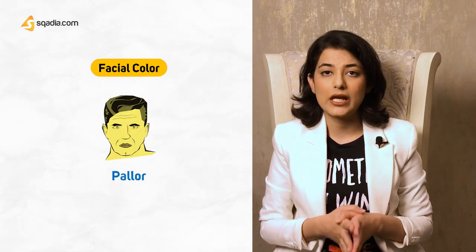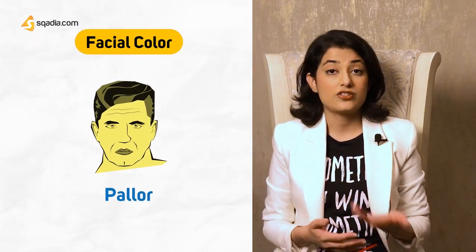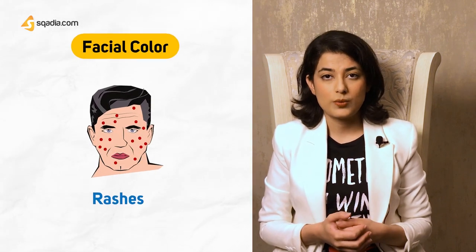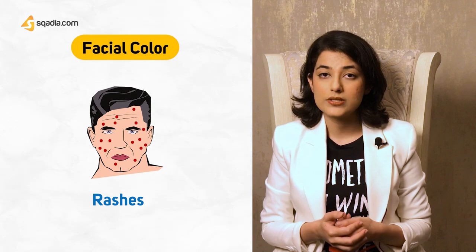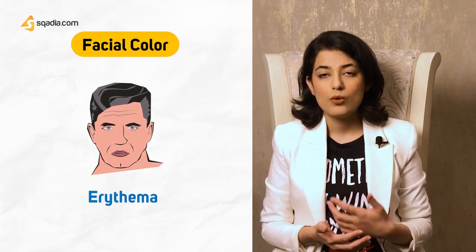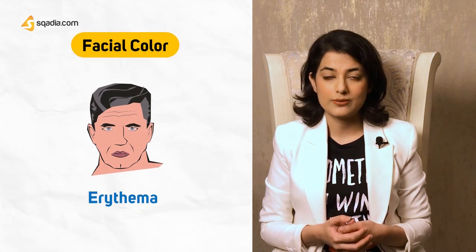Now comes the facial color. If the patient is pale in color, that suggests the patient might be anemic. Note for rashes as well, such as butterfly rash in lupus. Also note for erythema, that is redness of the skin, which is usually in anxiety or alcoholism.